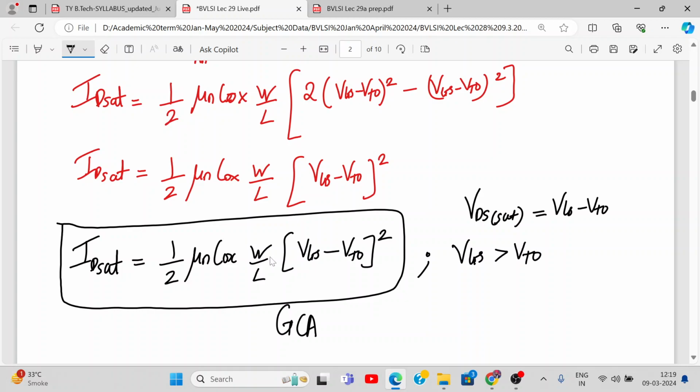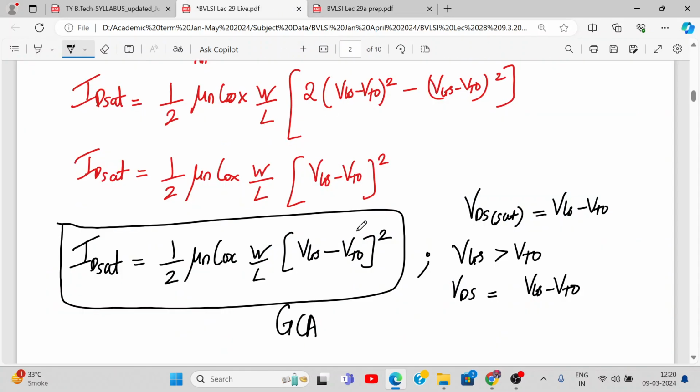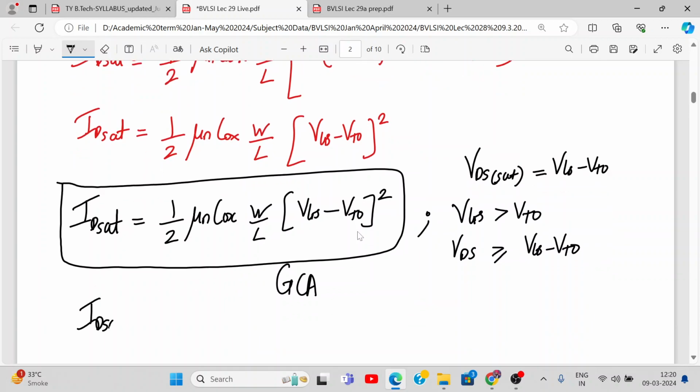VGS greater than VTO, VDS equal to or greater than VGS minus VTO also. Yes, greater than, so edge of saturation and beyond saturation. So this is the equation of the drain current for the saturation region. As you can see, it is independent of any VDS term. There is no VDS term in it, correct? Yes or no? So ID sat is a function of VGS only in terms of voltages. It does not depend upon VDS.